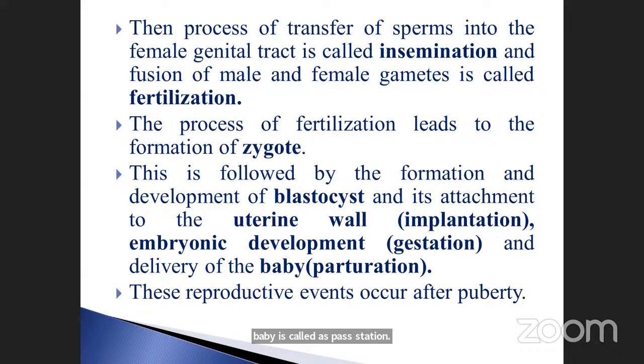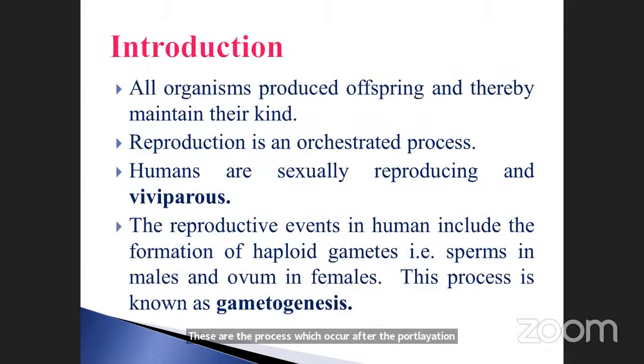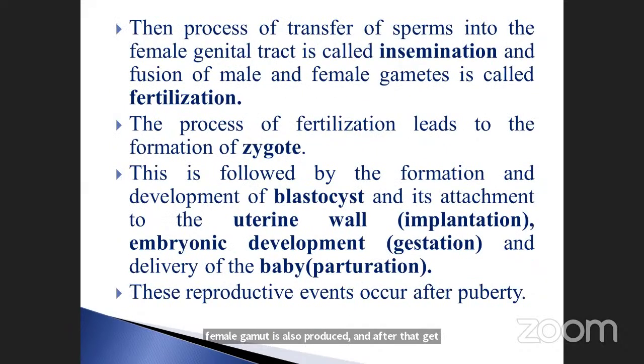Before fertilization, what are the things? First of all, you should know very well about gamete formation: male gametes and female gametes are produced, and after maturation, they fuse together. That condition is called fertilization. After fertilization, the zygote forms. After the zygote formation, what happens? It undergoes mitotic cell division. That condition is called the blastocyst.